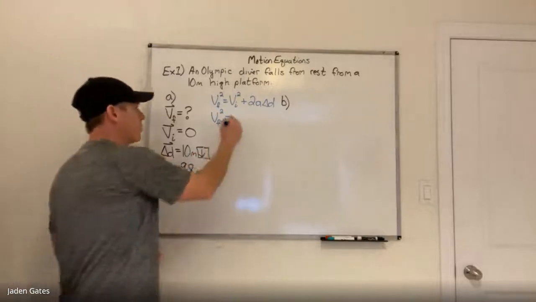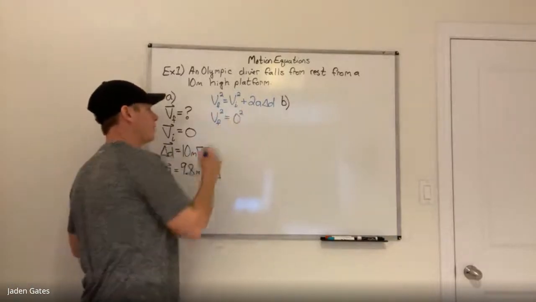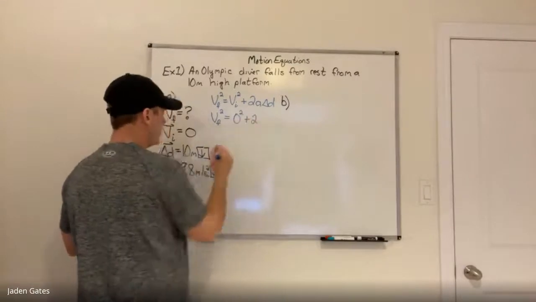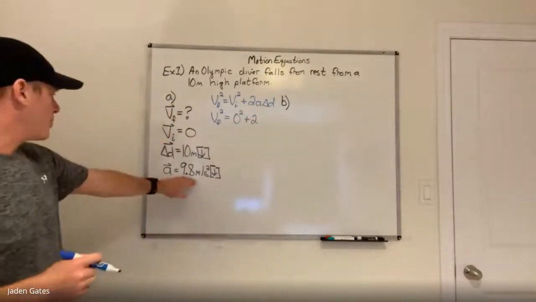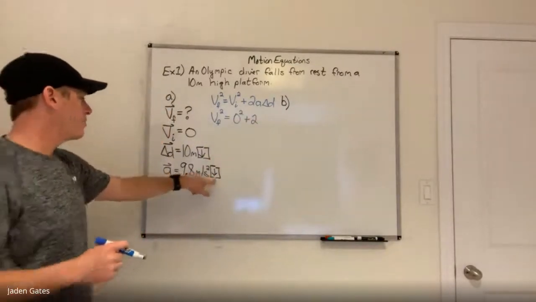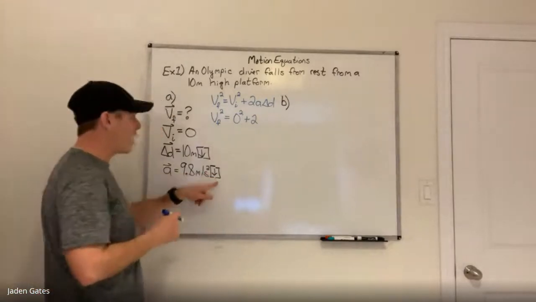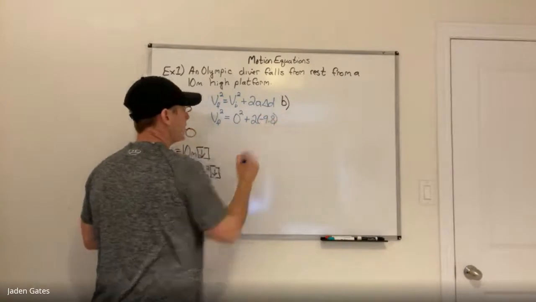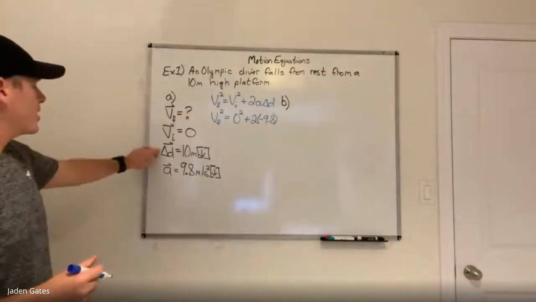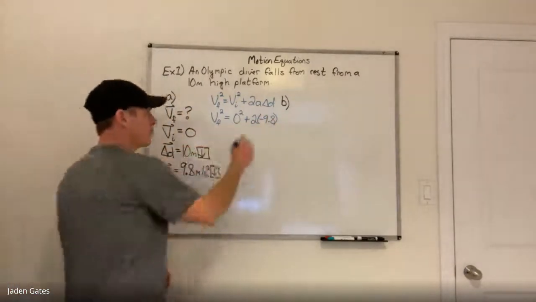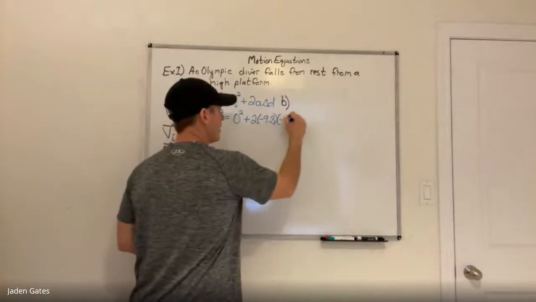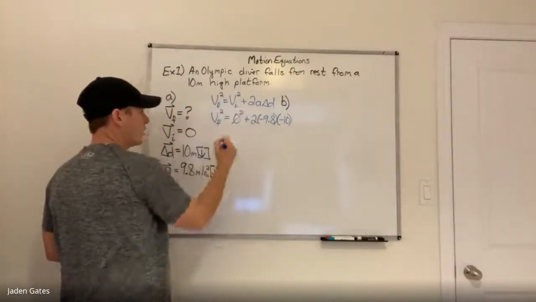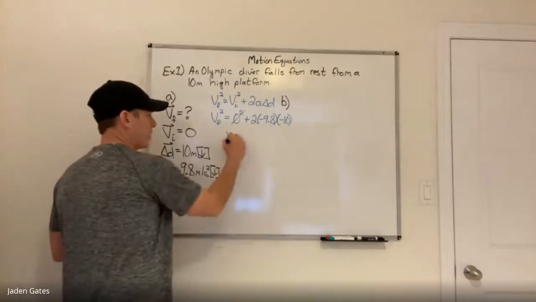VI is 0, so I have 0 squared, plus 2 times my acceleration. Now, my acceleration here is 9.8 meters per second squared down, so I put in a negative 9.8. The displacement is also down, so it's going to be a negative 10. So that's 0 there. That's gone. That's 0 squared. That is not going to count for anything.